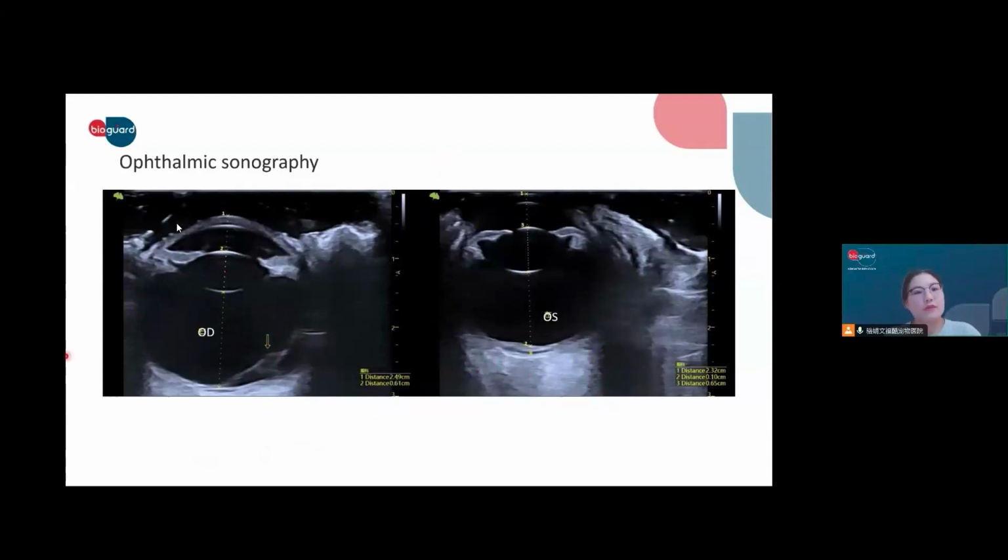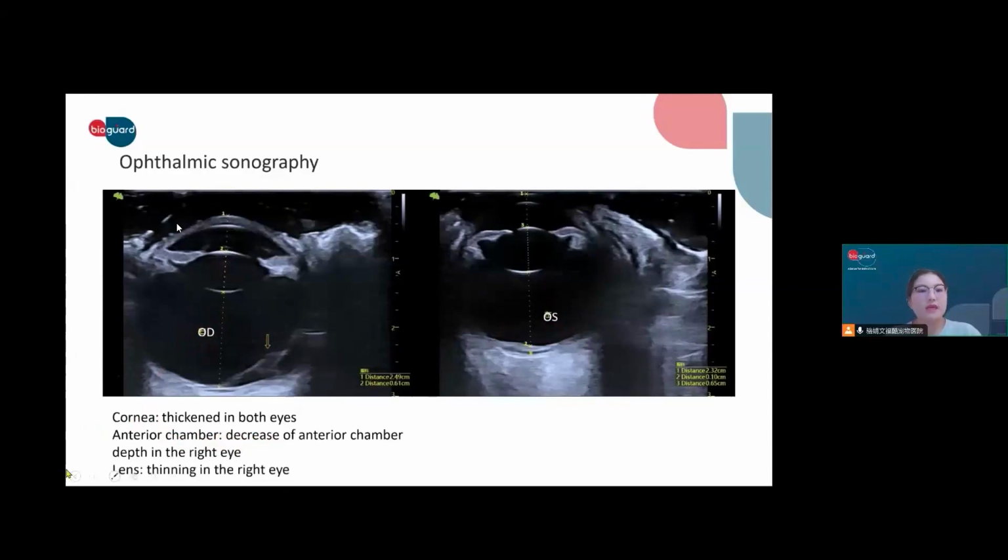From the ultrasonography, we found that the corneas were thickened in both eyes. The depth of the anterior chamber was decreased in the right eye. OD is the right eye. OS is the left eye. So the depth of the anterior chamber was decreased in the right eye.